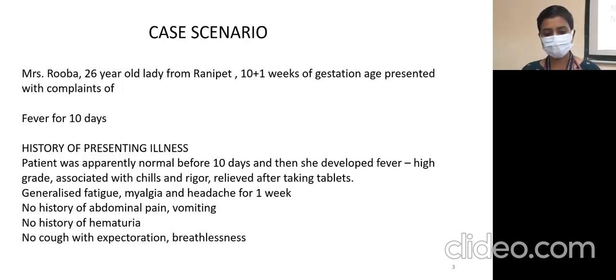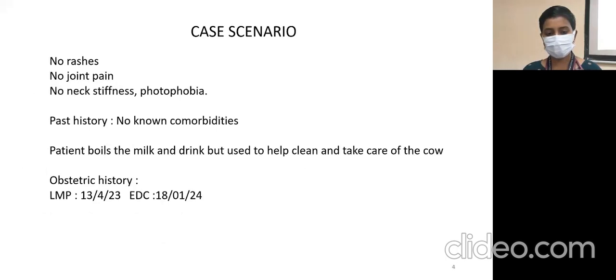History of presenting illness: the patient was apparently normal before 10 days and then she developed fever, which was high grade, associated with chills and rigor, which is relieved after taking tablets. She also had generalized fatigue, myalgia, and headache for 1 week. She didn't have any abdominal pain, vomiting, no history of burning micturition or hematuria, no cough with expectoration or breathlessness. She didn't have any rashes, no joint pain, no neck stiffness or photophobia.